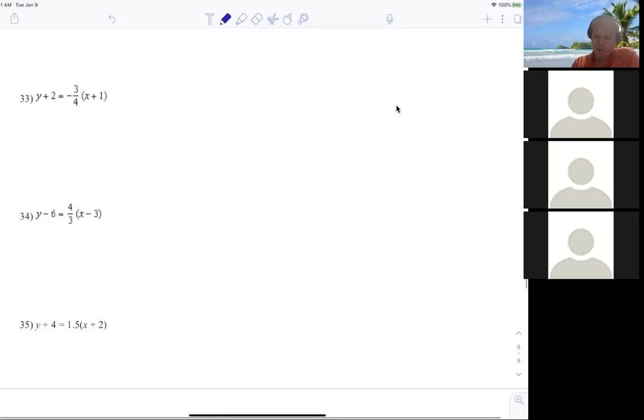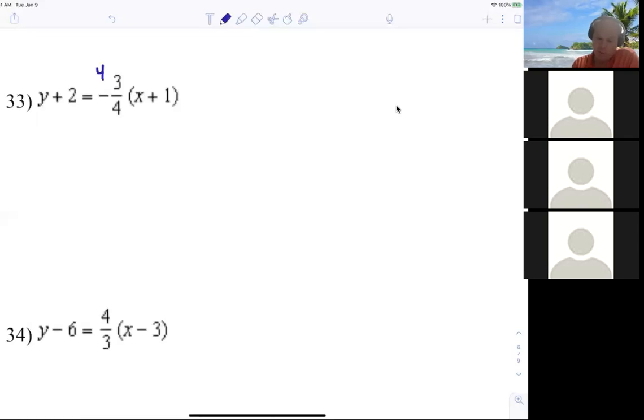Now I want to take a look at 33 for a quick second. Now, 33 has a fraction. All right, so we're not allowed to have fractions written in standard form. So what we're going to do, to eliminate the fraction, is multiply this by 4 and multiply this side of the equation by 4. Now when I do that, this 4 cancels out. All right, so now I'm distributing the 4 over here, so that becomes 4y plus 8 equals -3x minus 3.